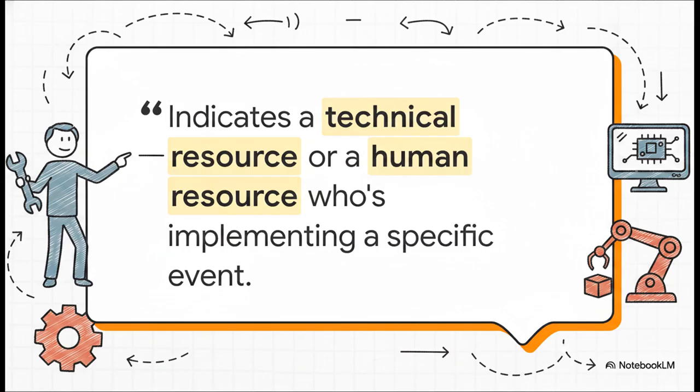Beyond the money, we have resource attributes. Defining these helps you identify exactly who or what is executing a specific step in your process. The crucial point here is defining whether the step is being handled by a human resource or a technical resource. This data point is absolutely vital. It's how you evaluate the true efficiency of your human workforce versus your automated systems.